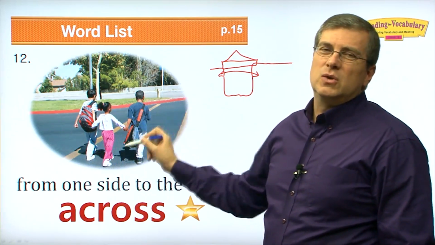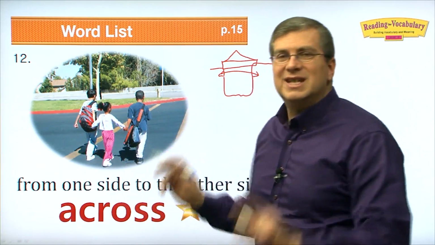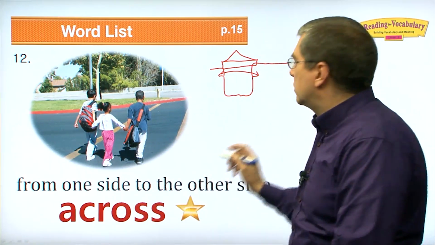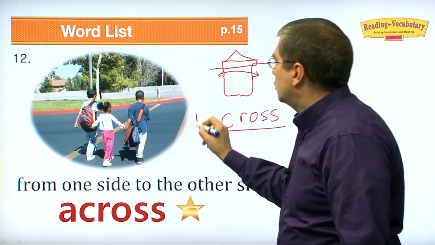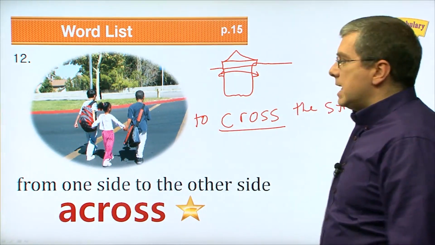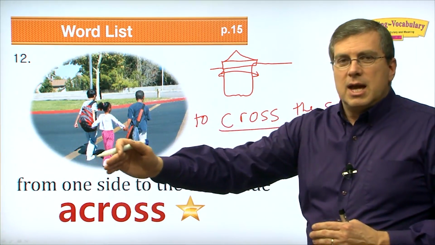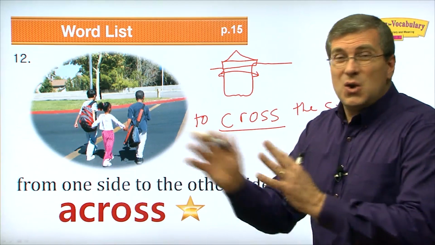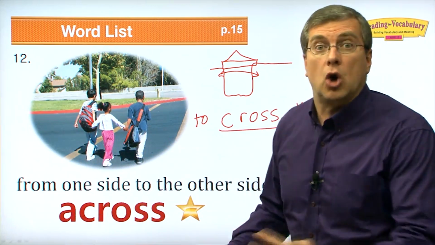Be careful. Many students make a mistake. They say these children will across the street. Across is not a verb. These children are not crossing the street. These children are crossing the street. To cross the street. So, if you are giving directions to somebody, you say, go to the intersection, then cross the street. Cross is a verb. Don't say across the street, because that's not a verb. You can't tell somebody to across the street.